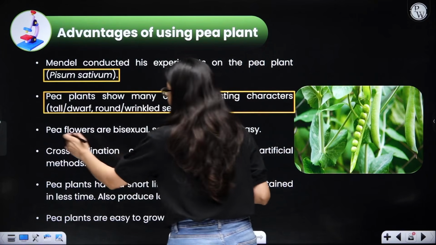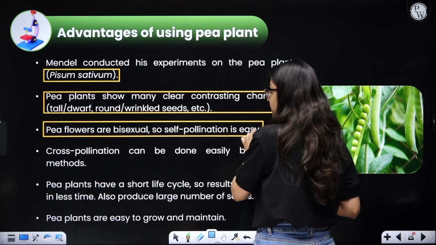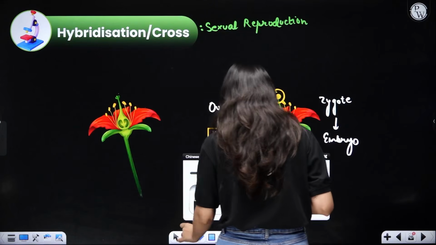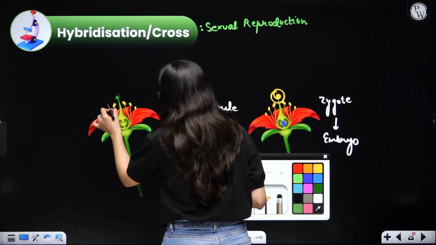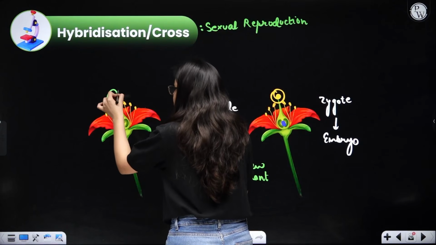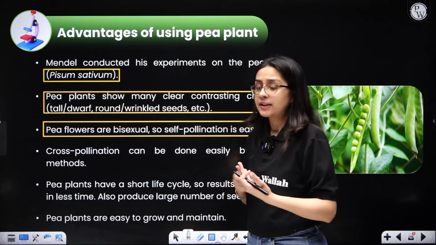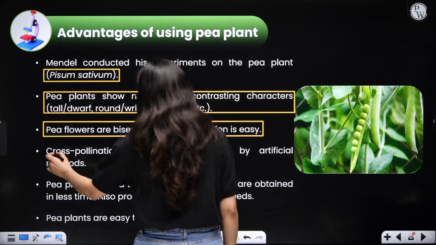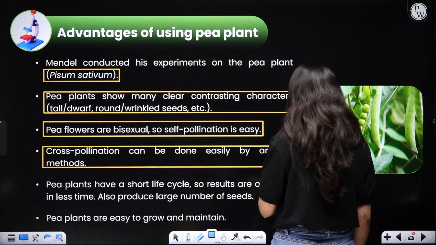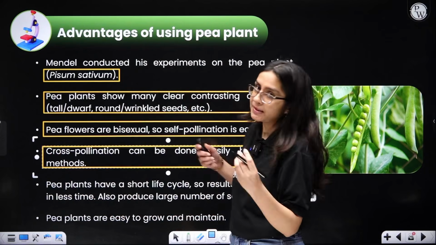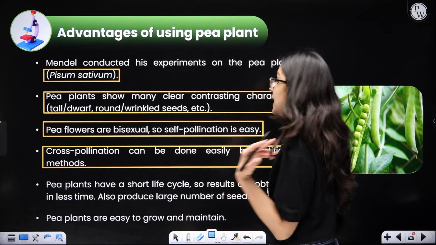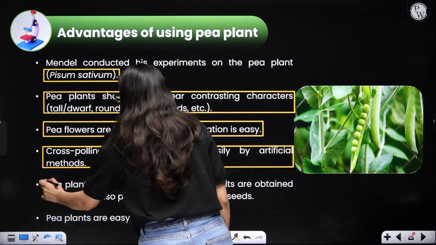Pea plants are actually bisexual in nature, so self-pollination is easy. What does that mean? Since they are bisexual, the pollen grains can transfer from the anther to the stigma. So that is also a benefit, that self-pollination can easily take place. Next, cross-pollination can be done. Obviously, Mendel did cross-pollination also by simply taking the pollen from one particular anther to the stigma of the other pea plant.